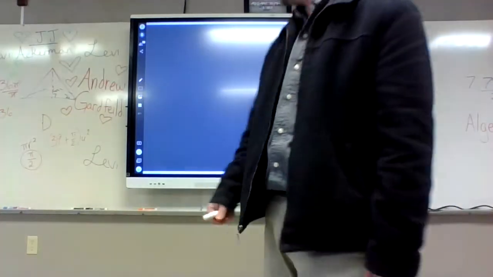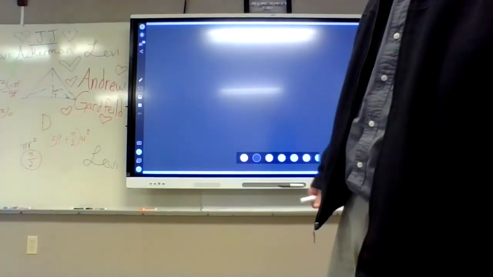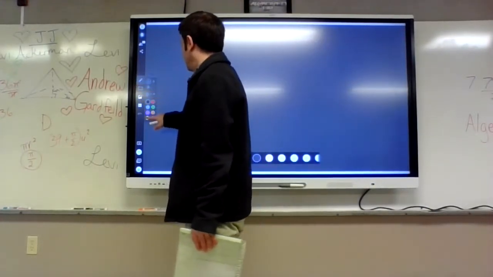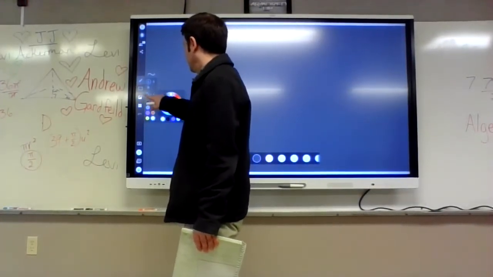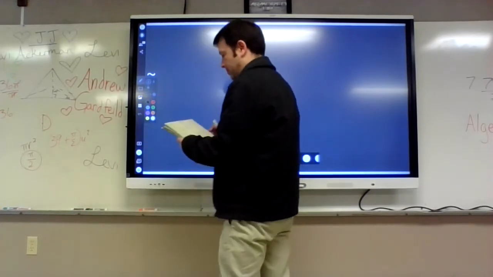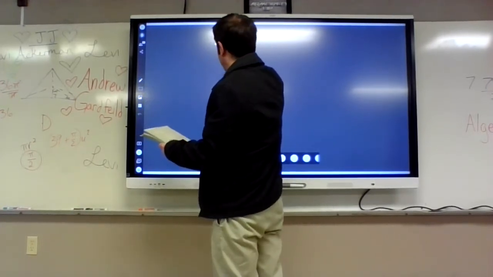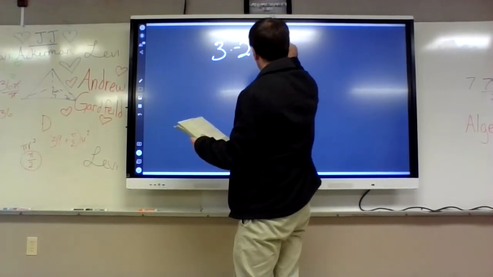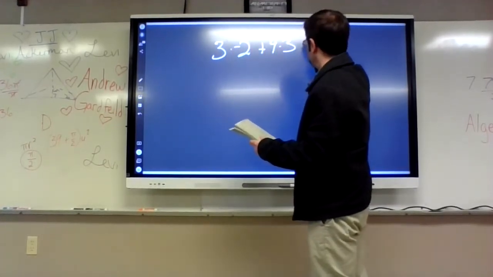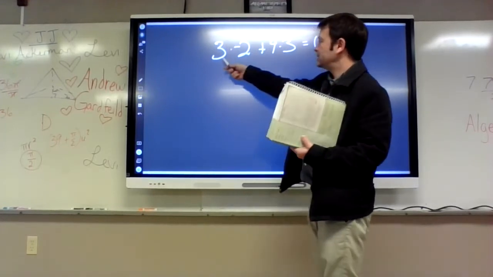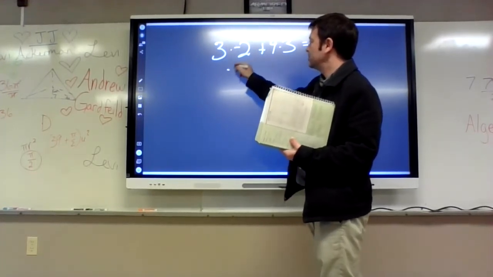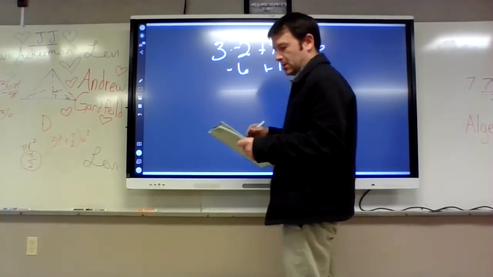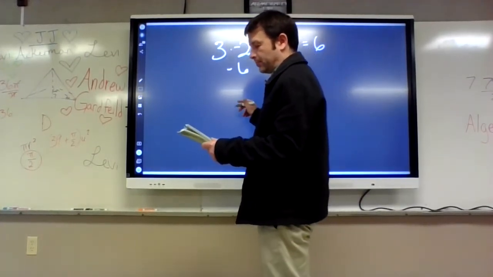How do we figure out whether (-2, 3) is the solution? Plug it in, and if it works in both, then it is. Okay, so 3 times negative 2 plus 4 times 3, does that equal 6? That's negative 6 plus 12, does that equal 6? Yes. Okay, and then on the second line, put 3 in for y.